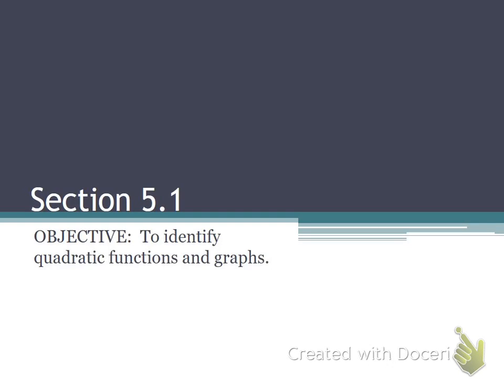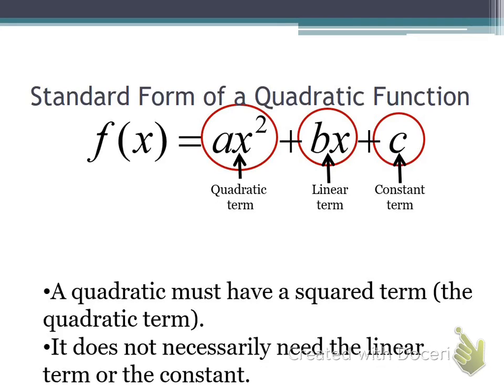All right, today we are finally officially starting chapter 5. We are going to be identifying quadratic functions and their graphs. All right, we've got standard form of a quadratic function or quadratic equation. It will be ax squared plus bx plus c.